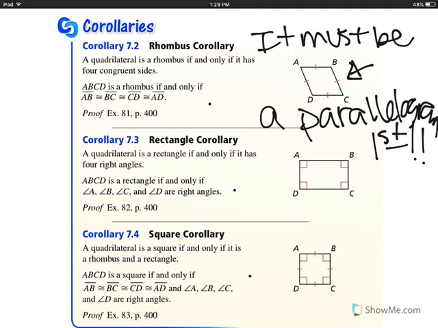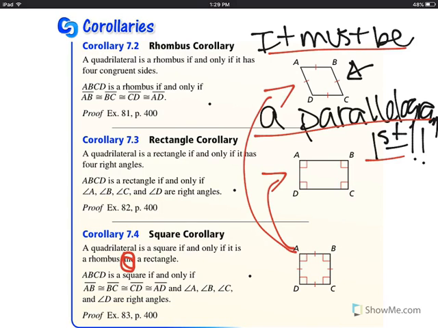You have the rectangle corollary. A quadrilateral is a rectangle if and only if it has four right angles. It still has to be a parallelogram first. Okay? And for a square, a quadrilateral is a square if and only if it is a rhombus and a rectangle. Okay? So it has to be both of these shapes in order for it to be a square.